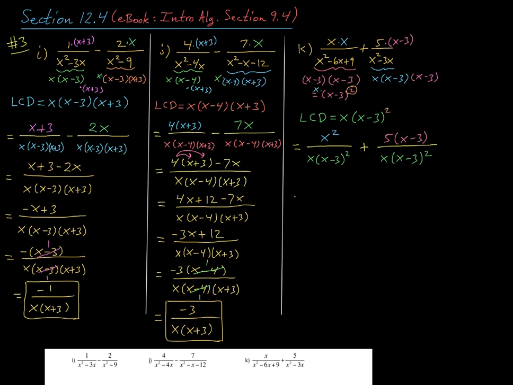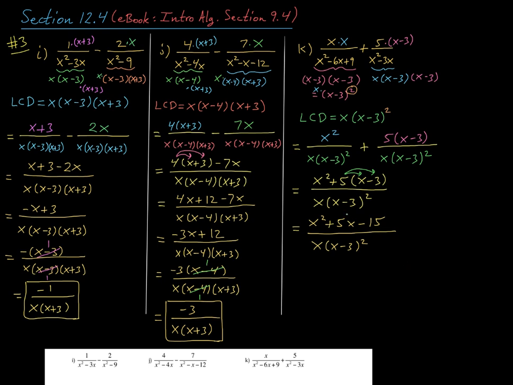All right. So now let's go ahead and combine numerators. So I have x squared plus 5 times the quantity x minus 3, all divided by x times the quantity x minus 3 squared. And let's go ahead and distribute this 5. So 5 comes in here and here. And so we're left with x squared plus 5x minus 15. And then we're dividing all of that by x times x minus 3 squared. Okay, whew.